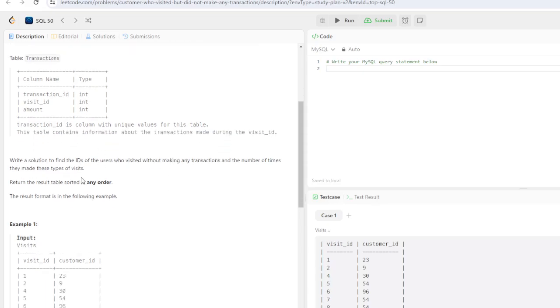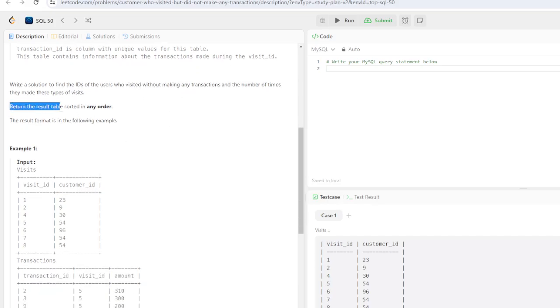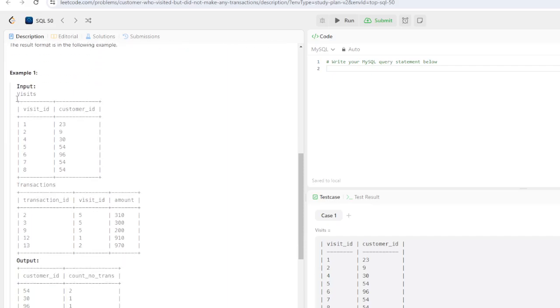And what we need to do is write a solution to find the IDs of the users who visited without making any transactions and the number of times they made these types of visits. So we need to find out the customers who visited but did not make any transaction, and then we also have to find the number of times they visited. And we have to return the result table sorted in any order, so we don't have to do order by. And they have given us the example of inputs as well.